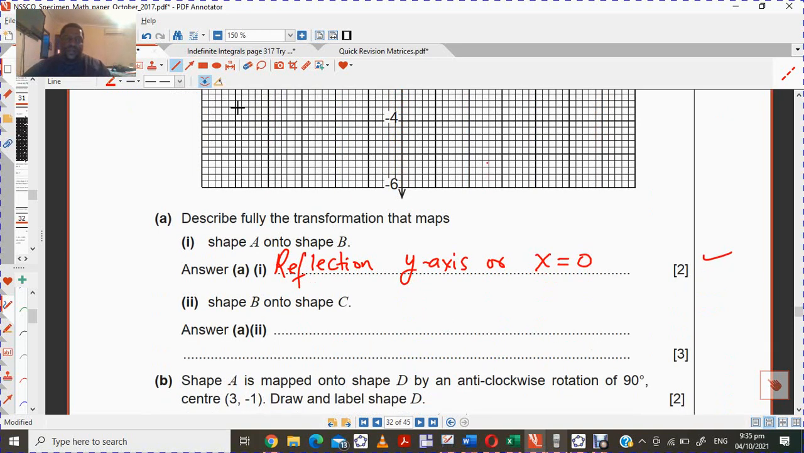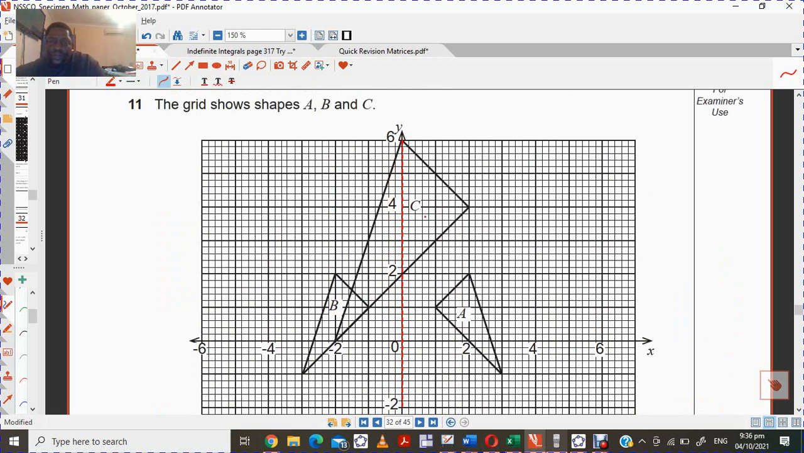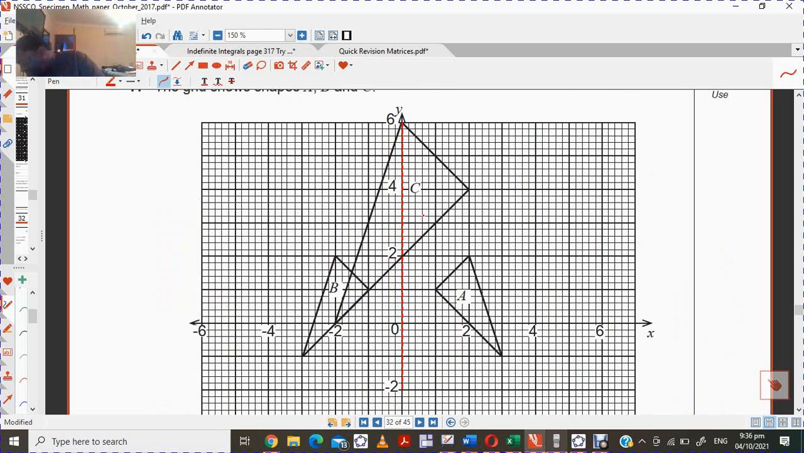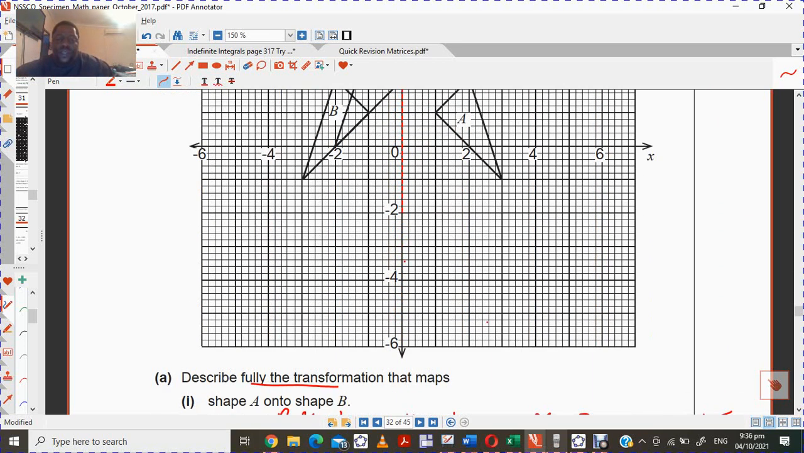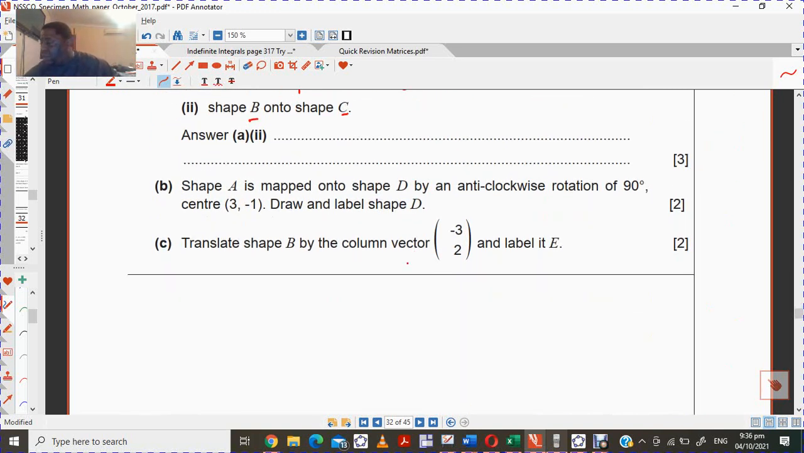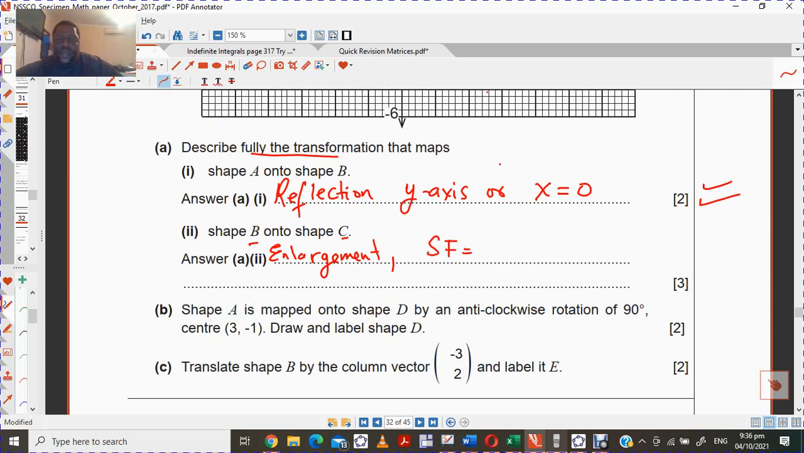Now for 3 marks. So this was 2 marks. For 3 marks, you are supposed to describe fully the transformation that maps B onto C. So I suggest you go back to your diagram and look at B versus C. You could see from the way it looks, it's an enlargement. So for saying enlargement, that generates a mark. Then we need a scale factor of enlargement. So let's go back. How big is that?